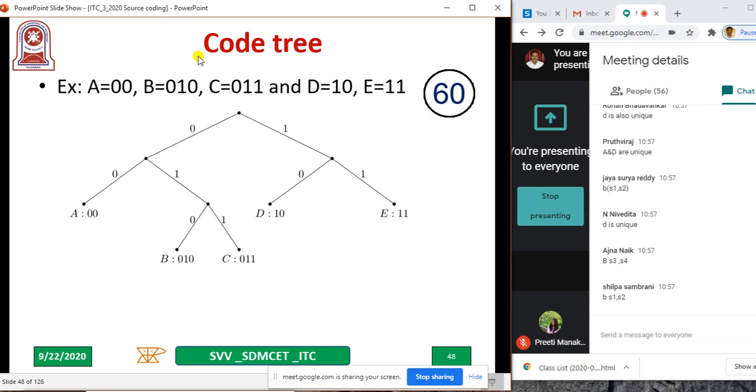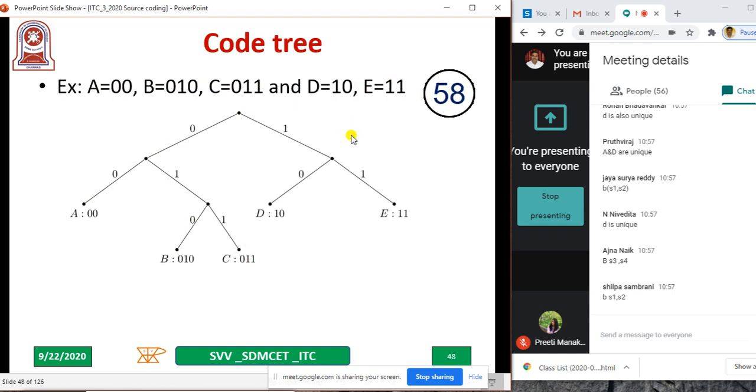This is the way we write a code tree. For example, A is 00. We write 0 towards the left and 1 towards the right. Try to observe: A is 00, so left, and one more left. B is 010: starting from the origin, 0 left, 1 right, then 0 left. C is 011: from the origin 0 to the left, then 1 right, and one more 1 right. Similarly, you understand D and E.